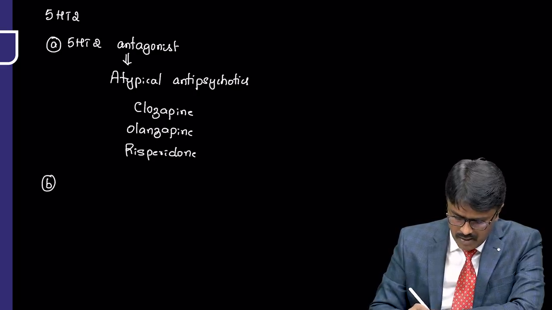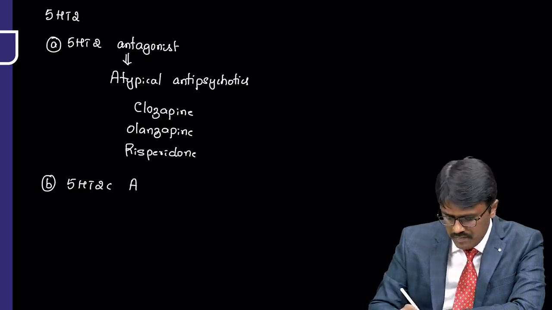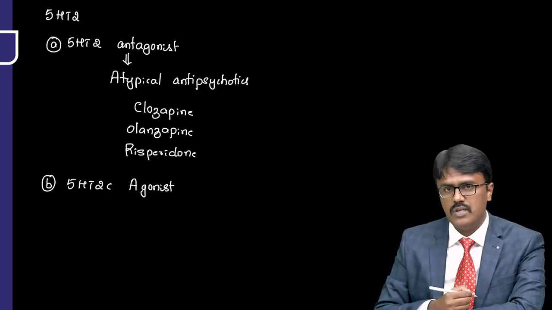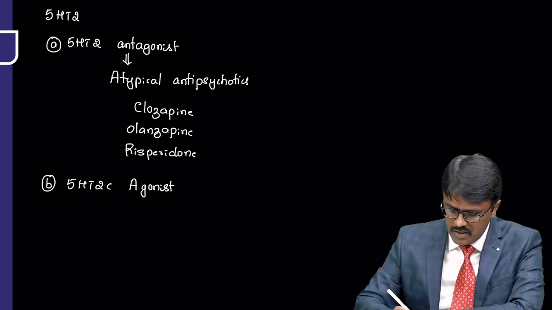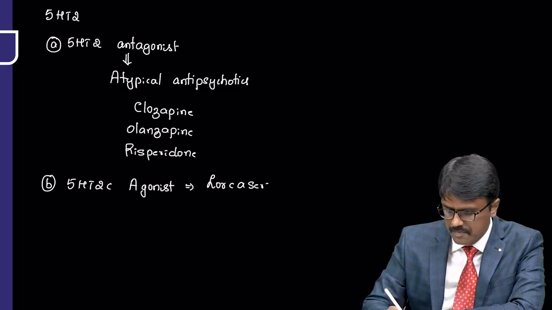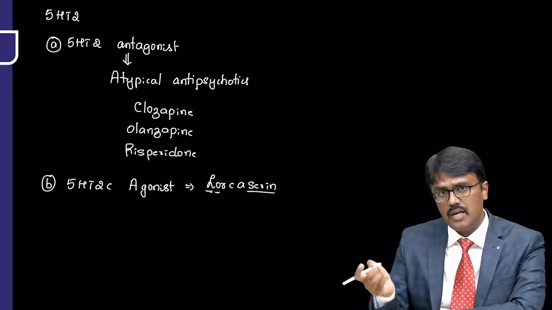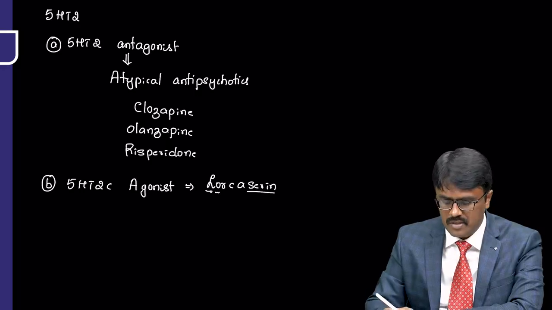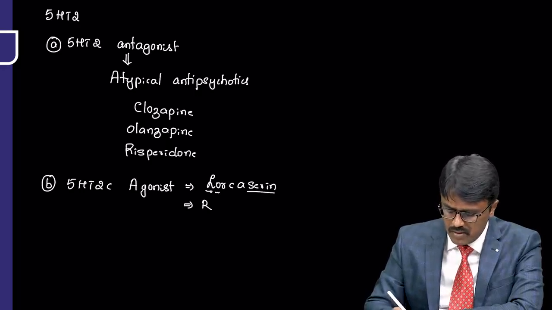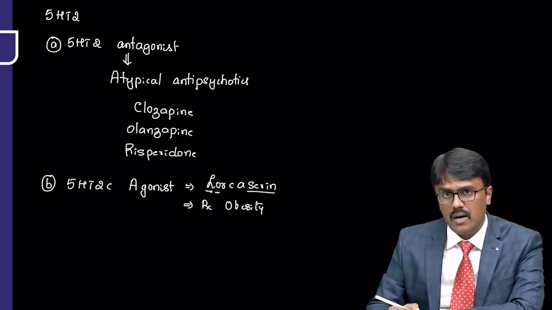Number two, we have a drug which is a 5HT2C, not an antagonist, it's an agonist. So we have a drug, it is called as 5HT2C agonist. Now the drug which is a 5HT2C agonist, the name is called lorcaserin. You read the name, lorcaserin: L for lowers, O for obesity and serin, it's related to serotonin. So it's a 5HT2C agonist. It was used to treat obesity.